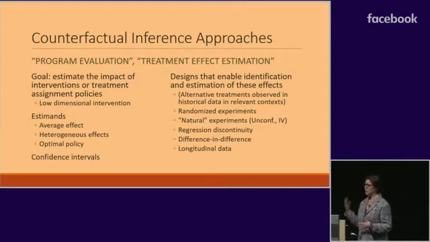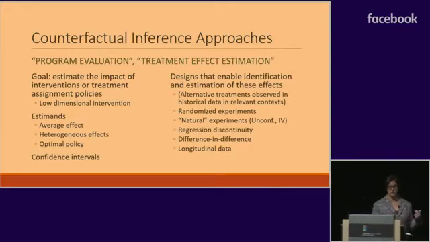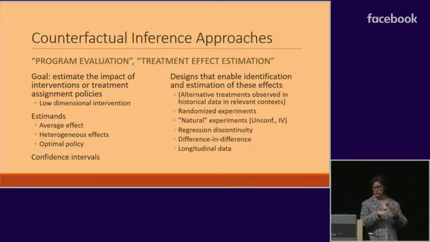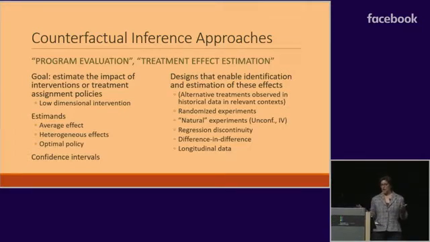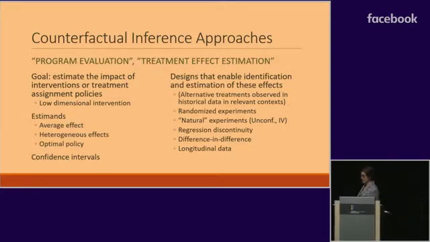So instead, this literature focuses a lot on designs that enable what we call identification and estimation of these effects. So first of all, this whole literature tends to focus on treatments that have been observed in the past. So we have a data set. Some people got the drug, some people didn't. The problem is that maybe they weren't randomly assigned. Random assignment is, of course, the gold standard for figuring out causal effects.